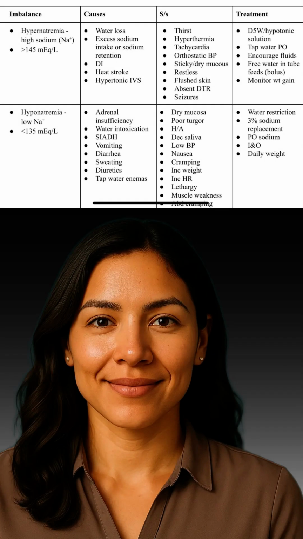Now, let's master sodium imbalance signs using the mnemonic THIRST FAST. Thirst, H for hyperthermia, I for increased heart rate, tachycardia. R for restless, restlessness. S for sticky dry mucous membranes. T for tilted blood pressure, orthostatic hypotension. Flushed skin, A for absent deep tendon reflexes. S for seizures. These signs are vital for your patient assessments.